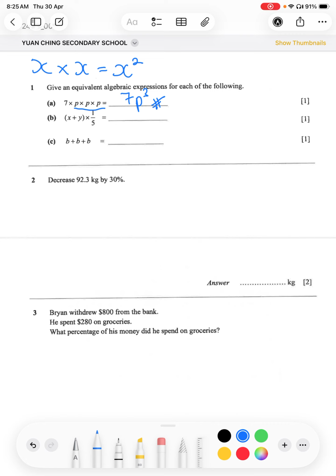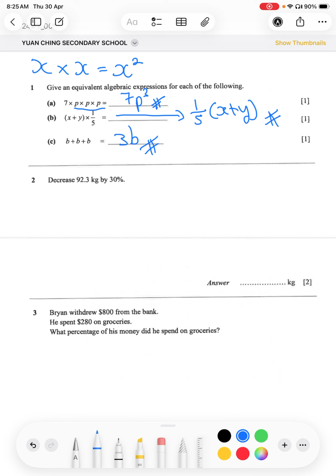Okay, for this x plus y times 1 cubed, just write the number in front. 1 over 5 (x plus y). Then b plus b plus b is just 2b. Okay, for this.